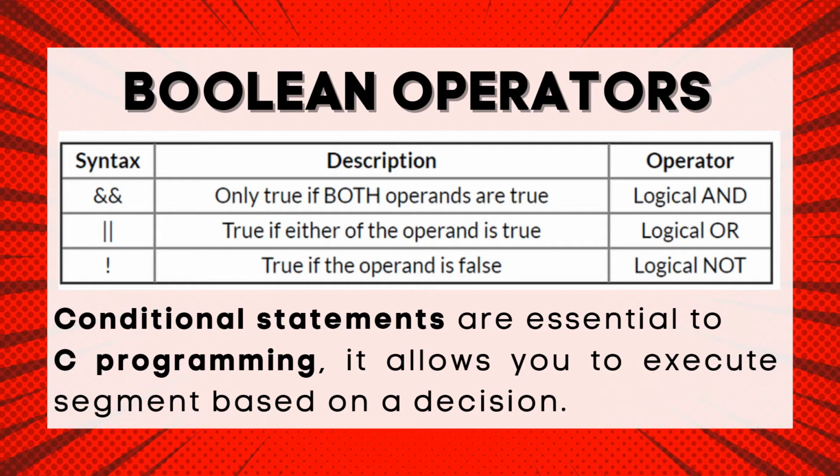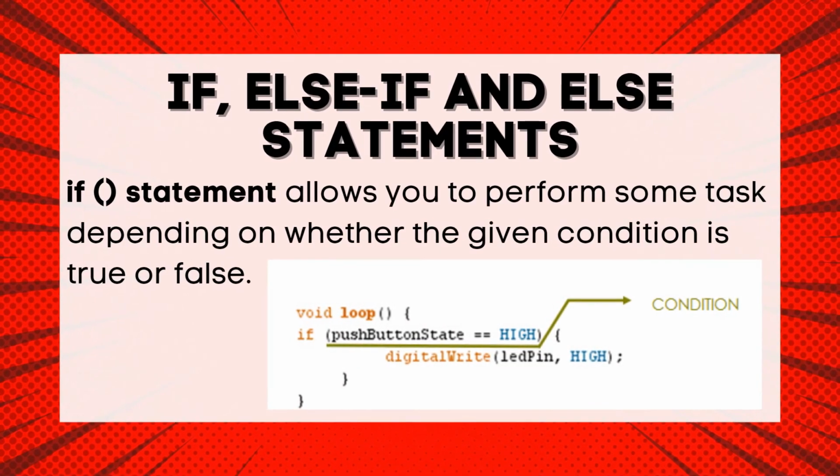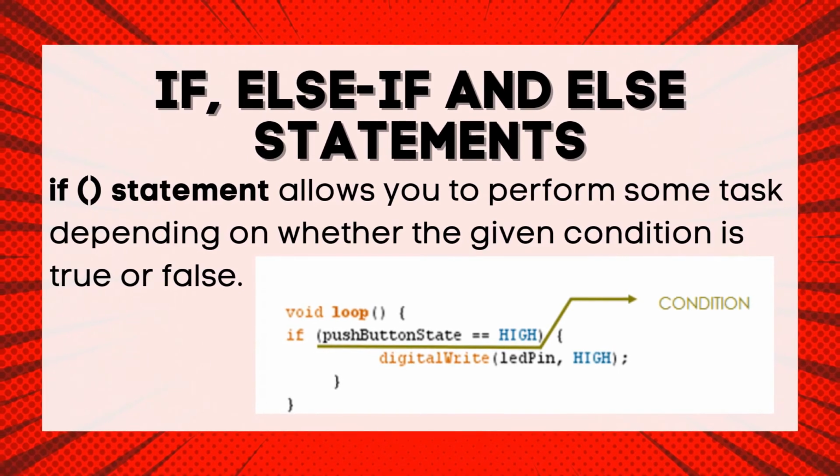Now, here are the Boolean operators. Boolean operators are operators that are used to manipulate true or false values, often inside the conditional statement. So here we have the syntax, description, and operators. Conditional statements are essential to C programming. They allow you to execute a segment based on a decision. Conditional statements in Arduino IDE are pretty similar to the conditional statements in C language.